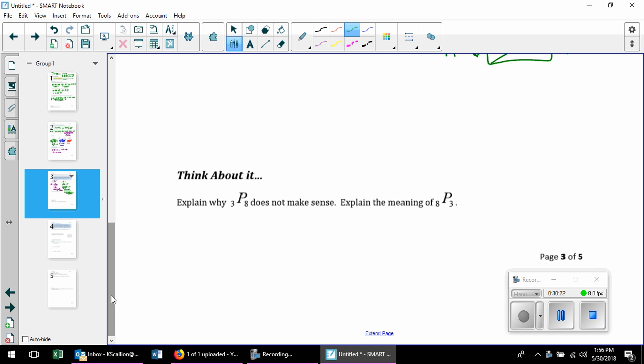Explain why 3 can't pick 8 does not make sense. Right, because you can't pick 8 from 3 things. If I said, hey guys, I brought everybody cupcakes today, and I brought 5 of them. He doesn't get one? Okay, as long as we're all on that same page. So you can't pick more than what you have.